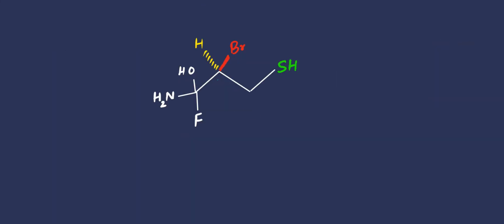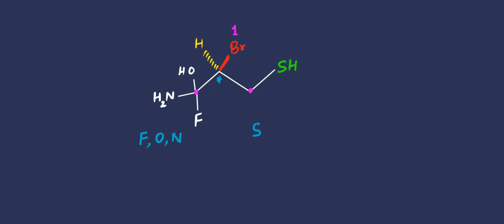Consider this example. This carbon is asymmetric. It is attached to bromine, hydrogen, and 2 carbon-based groups. Bromine with higher atomic number gets highest priority 1. Out of these 2 carbon-based groups, this carbon is bonded to fluorine, oxygen, and nitrogen. Whereas this carbon is bonded to sulfur.